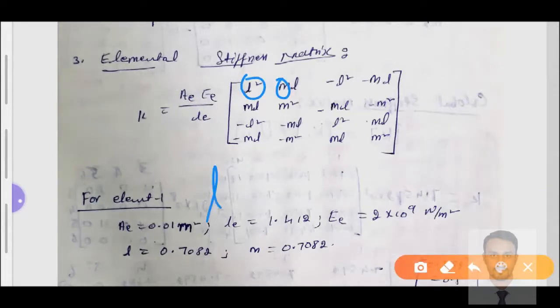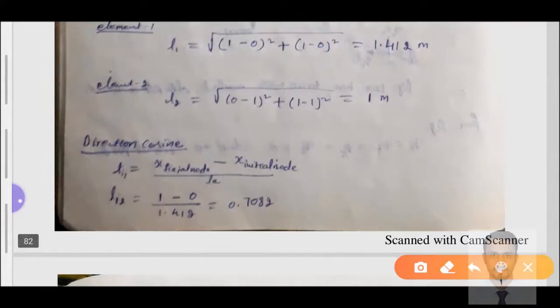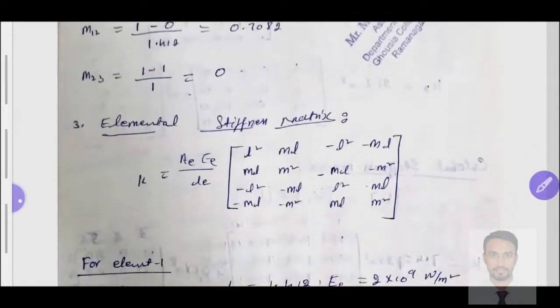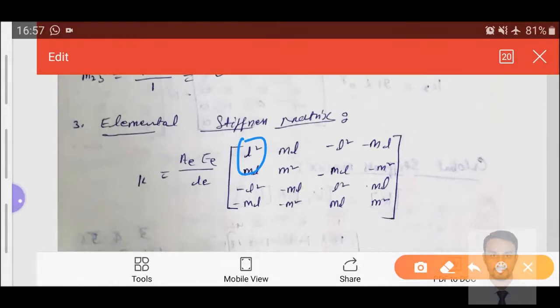L means a direction cosine. L depends upon the x axis. Lij is equal to the value of the x final node minus the value of the initial node, divided by LE. We get the value of this L for a particular element, not the whole truss, for the particular element. This is an elemental stiffness matrix.